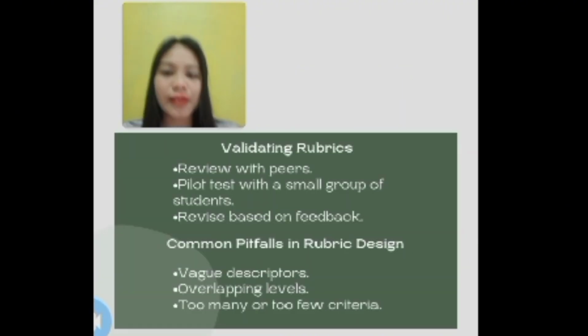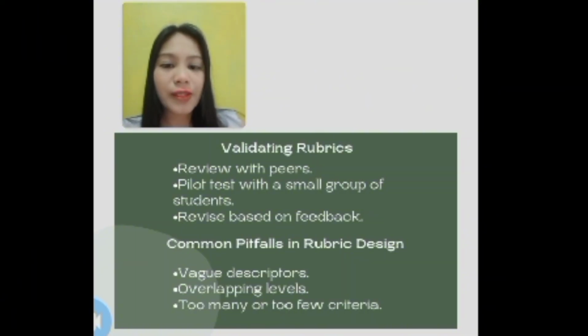Validating rubrics. Number 1, review with peers. Share the rubric with colleagues to ensure clarity, relevance, and alignment with learning objectives. Number 2, pilot test with a small group of students. Use the rubric on a sample of students' work and check if it accurately captures performance and is easy to apply. Number 3, revise based on feedback. Make adjustments based on peer and students' feedback, as well as any inconsistencies or difficulties encountered during the pilot.